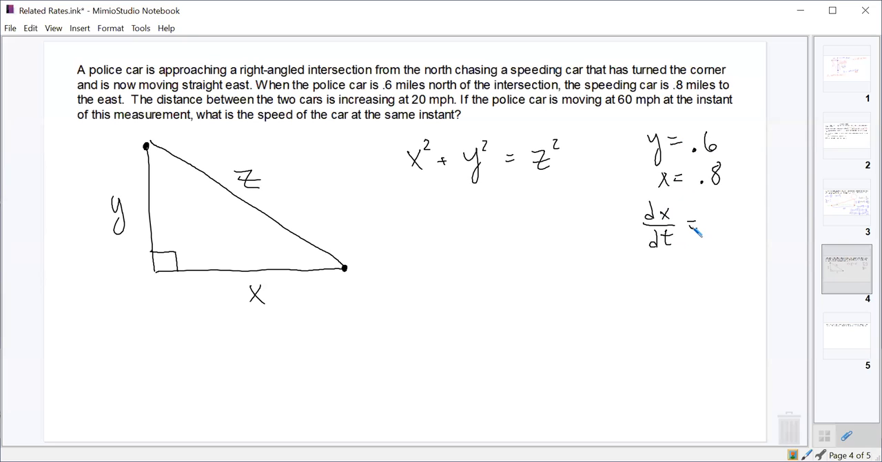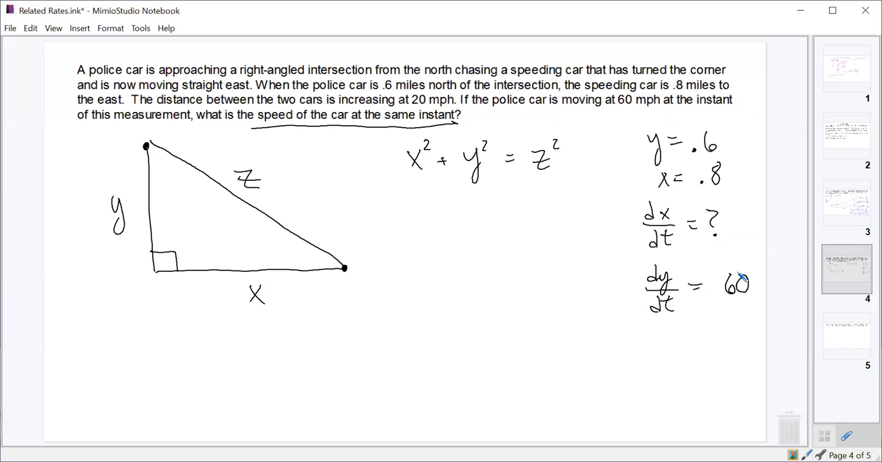How does that change? It's going at what speed? We don't know, right? What is the speed of the car at that instant? So that's what we're looking for. What about the speed of the police car? What's dy/dt? How is y changing? 60 miles per hour. All right, it's 60 miles an hour now.